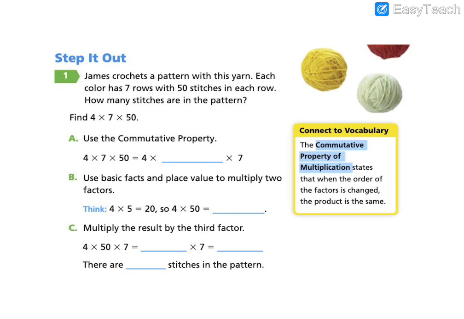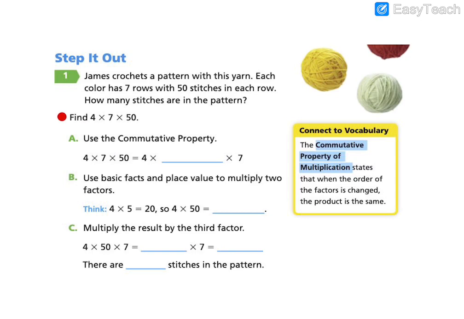Right, so let's take a look at this problem. James crochets a pattern with this yarn. Each color has 7 rows with 50 stitches in each row. How many stitches are in the pattern? Right, so you can see on your book, there's 4 different skeins of yarn. There's a blue one up here that I'm missing on my page.